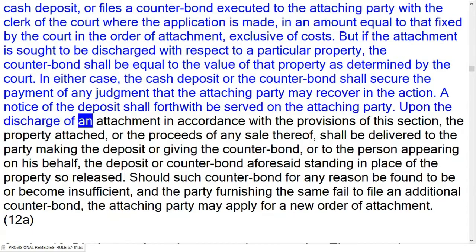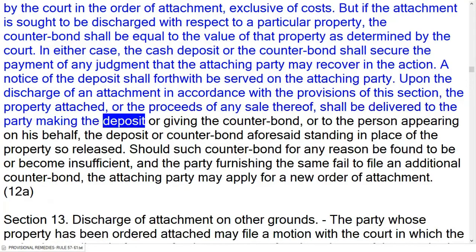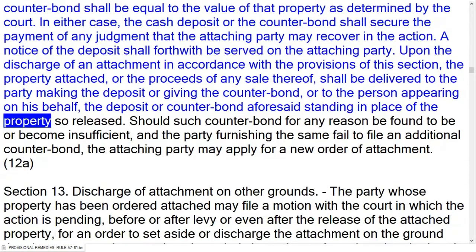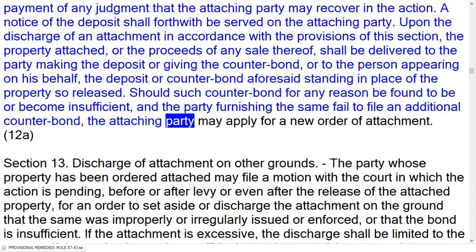Upon the discharge of an attachment in accordance with the provisions of this section, the property attached, or the proceeds of any sale thereof, shall be delivered to the party making the deposit or giving the counter bond, or to the person appearing on his behalf. The deposit or counter bond aforesaid standing in place of the property so released. Should such counter bond for any reason be found to be or become insufficient, and the party furnishing the same failed to file an additional counter bond, the attaching party may apply for a new order of attachment.